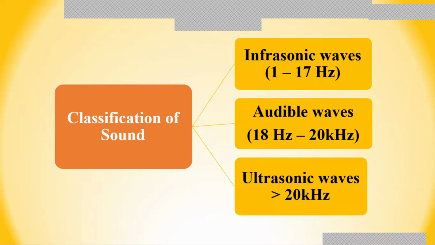Now, classification of the sound waves. There are three types of sound waves: infrasonic waves, audible waves, and ultrasonic waves. Infrasonic are the waves between 1 to 17 hertz frequency. In some books, it is written 1 to 20 hertz, and then 20 hertz to 20 kilohertz for the audible waves. And for the ultrasonic waves, it is greater than 20 kilohertz. I think this also you have studied.